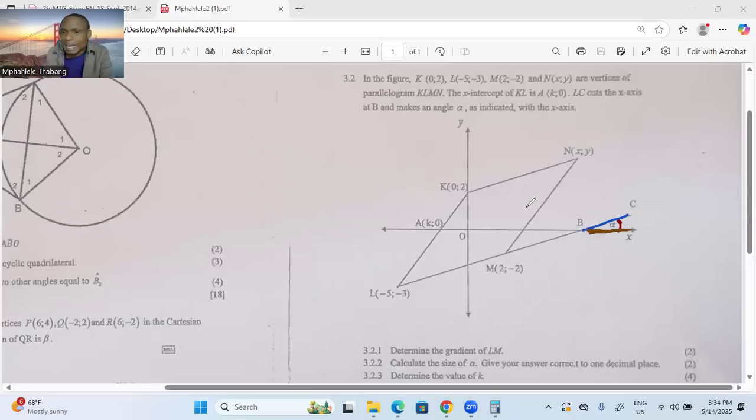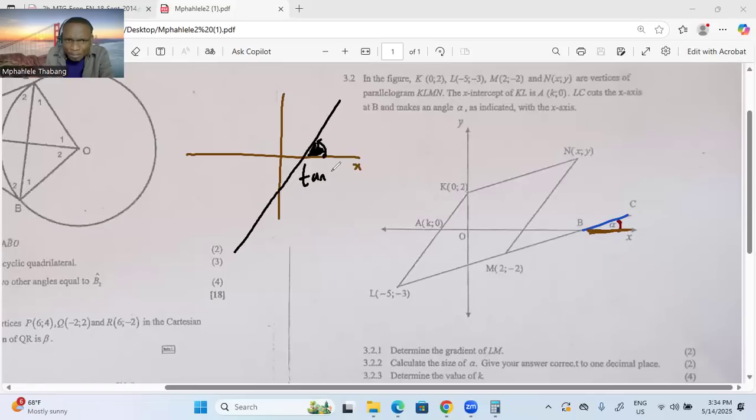Okay, so the angle measured from the x-axis to the straight line. If I give you something like this, let's say we have the y-axis and the x-axis, and I give you a straight line that cuts the x-axis. Observe that this angle is measured from the x-axis to this line. This angle can be found by using the formula tan theta equals M, whereby M represents the gradient of the line which cuts the x-axis.